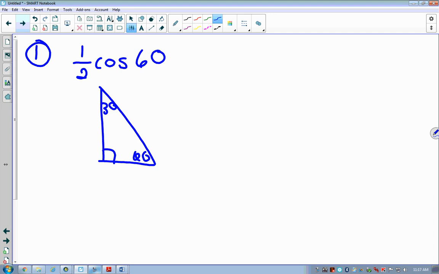If you don't know your ratios, you won't be able to solve the question. I won't give you credit if all I see is equals. I need to see the reference triangle. That's your work. What goes opposite of 30? 1. What goes opposite of your hypotenuse? 2. What goes opposite of 60? Radical 3. So I got 1/2 times cosine 60. What does cosine represent?